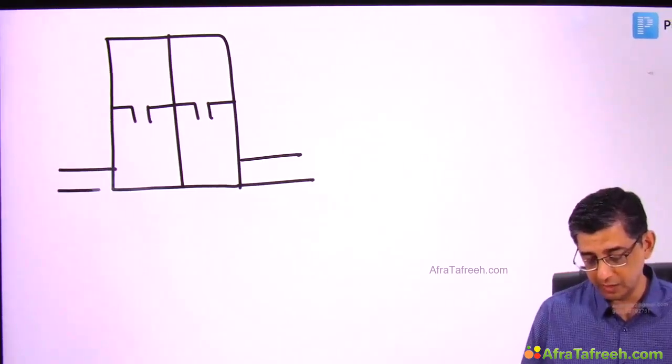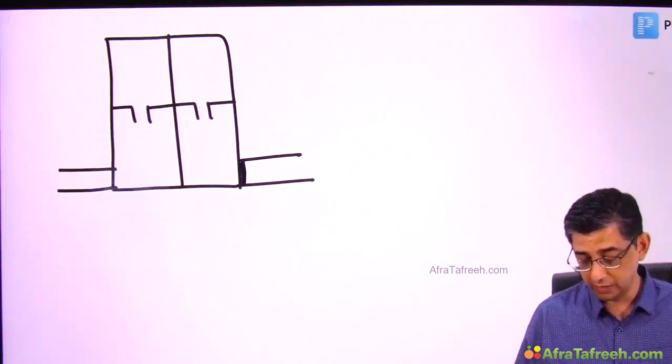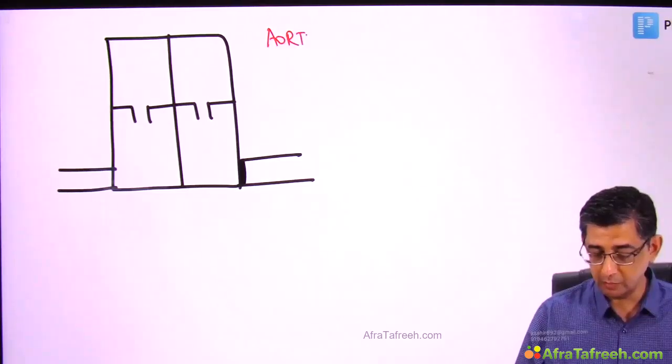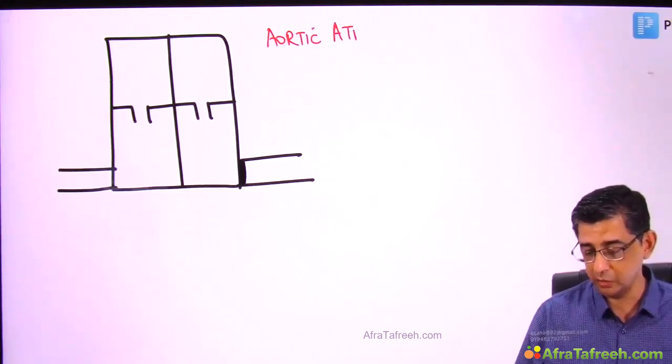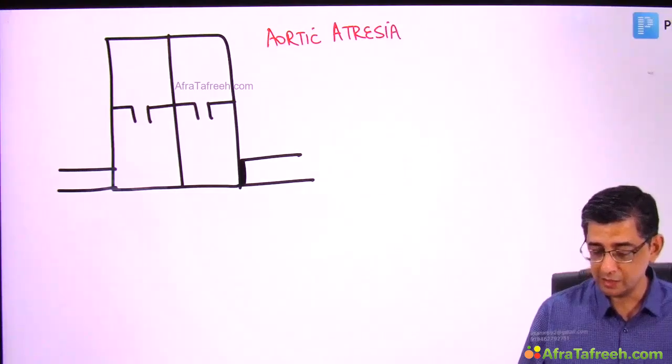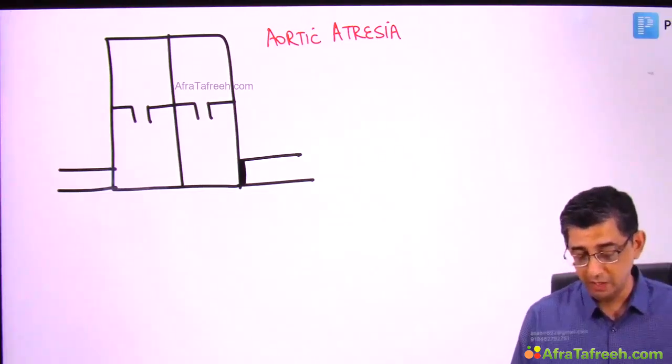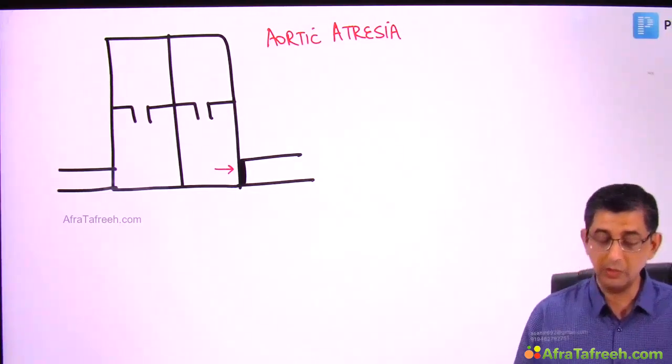The bad news in my case is that the aortic valve is not present. The case that is being discussed at the moment is having problems with the left-sided circuit, that is aortic atresia, and as a result of it, you can see that whatever blood the left side of the heart will be having, the oxygenated blood will not be able to reach into the aorta.